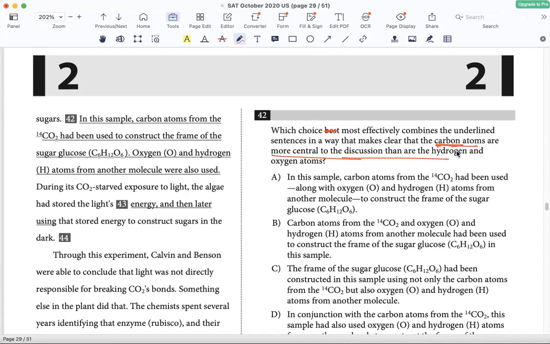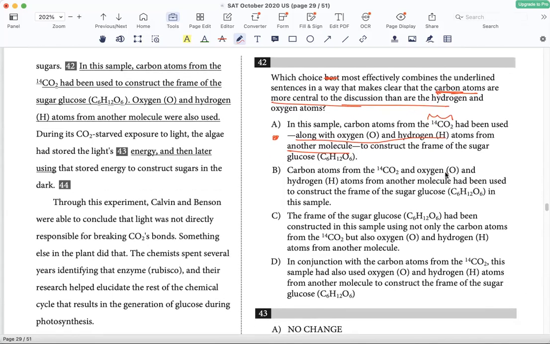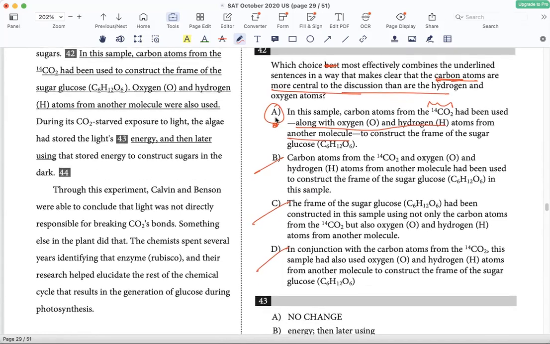"In this sample, carbon atoms had been used along with oxygen and hydrogen to construct the frame of the sugar glucose." Yeah, so this is a good option because "along with oxygen and hydrogen" is presented as additional information, but the focus is on carbon. "Carbon atoms from the 14CO2 and oxygen and hydrogen had been used." Yeah, so this doesn't present oxygen and hydrogen as less important. "The frame of the sugar glucose had been constructed using not only the carbon" — this also doesn't do that. "In conjunction with the carbon, this sample also used" — yeah, so the only one which keeps the focus on carbon is option A.